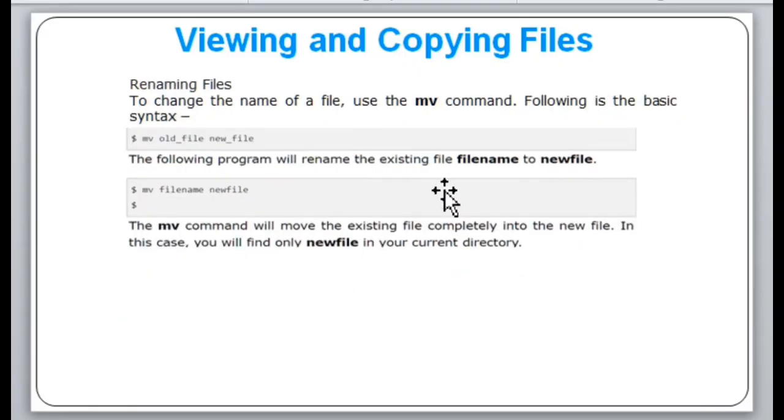And as we discussed earlier, the move command actually renames files. So to change the name of a file, use the move command. And the following is the basic syntax. So you do mv, space, old file, space, new file. So you're putting the file you want to rename and then the location or what you want to rename it to following that. So if we do an mv space file name space new file, it's going to take the file name and it's going to rename it new file, okay? Or it'll move it to the new file location.